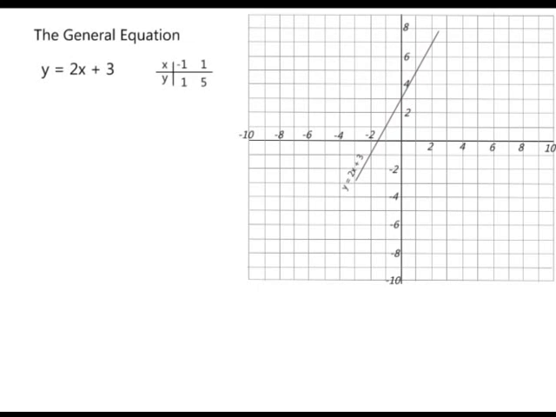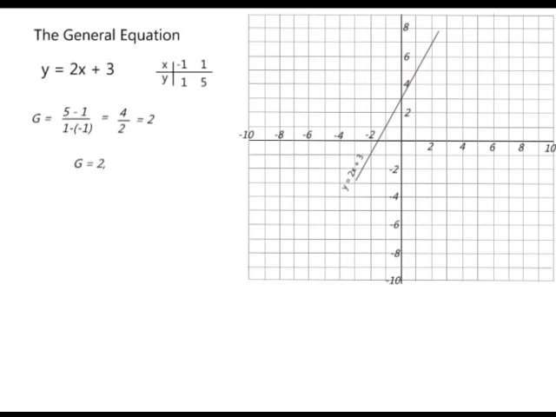Now, using this line, we can find the gradient. We take any 2 points. Let us take (1, 5) and (-1, 1). Gradient is change in y over change in x. 5 minus 1 over 1 minus minus 1 should give us 4 over 2, which is equal to 2.